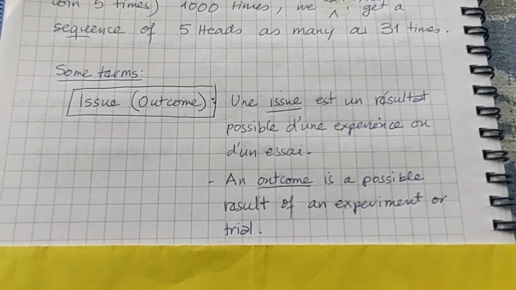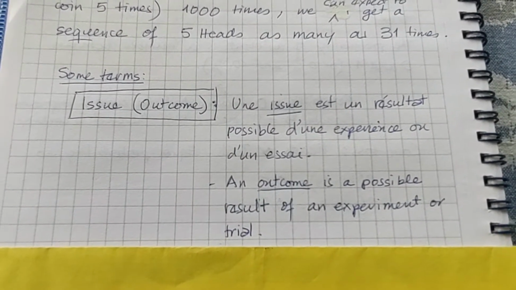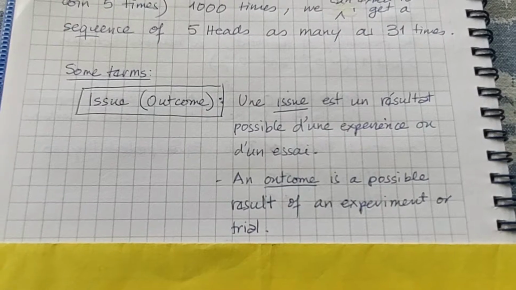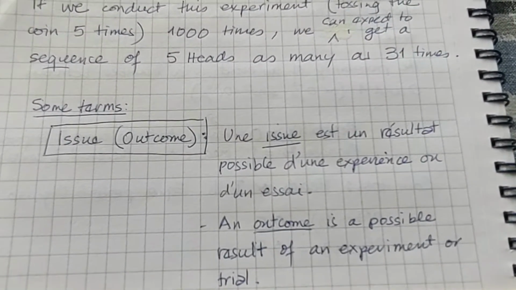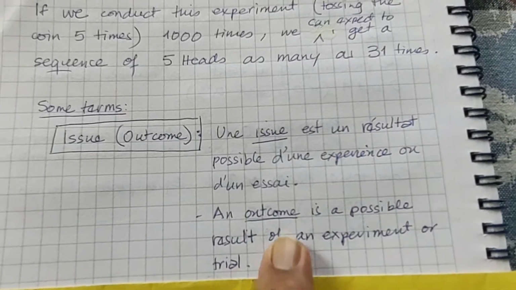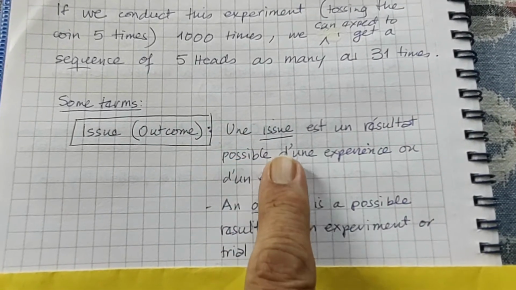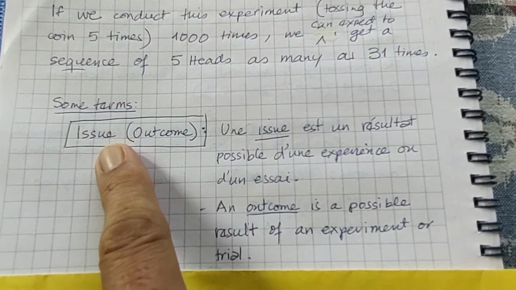When you toss a coin, heads is called pile. No. I forget what these terms are in French. Heads and tails. Pile et face. I think pile is tails and face is heads. Anyway, this is a very, very important concept.